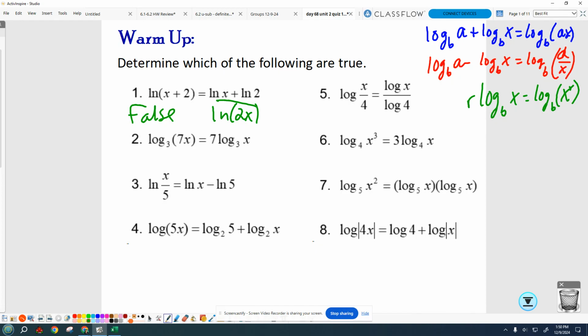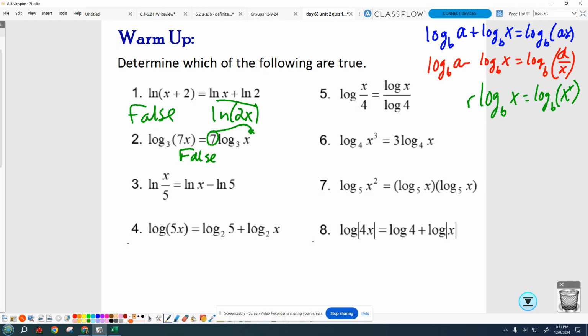Okay, second one. So I see 1 false, 2 false, 1 true with the second one. What do you guys say? So I see a couple of trues, but more falses. By that third rule I put up there, that 7 comes in as an exponent, not this. So that is also false.